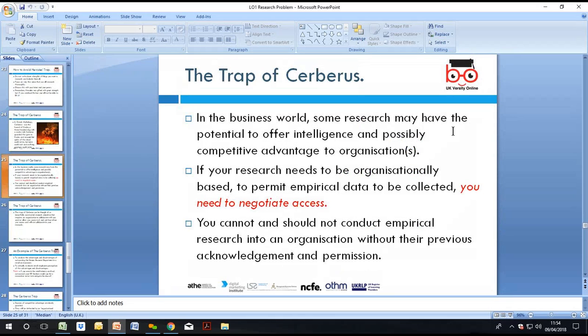In the business world, research may have the potential to offer intelligence and possibly comparative advantage to organisations. If your research needs to be organisationally based to permit all the data that needs to be collected, you need to negotiate access. In other words, it may be that the company that you want to look at, as we mentioned earlier, doing a communications audit or something similar, you would have to negotiate access to that information with that company. You should not conduct this type of research into an organisation without their previous acknowledgement or their permission. Yeah, hence the dog won't let anybody pass.